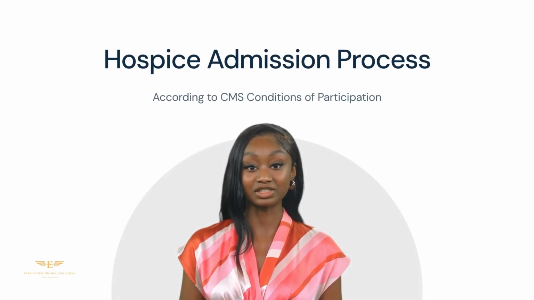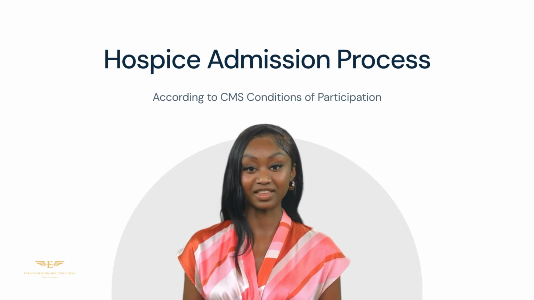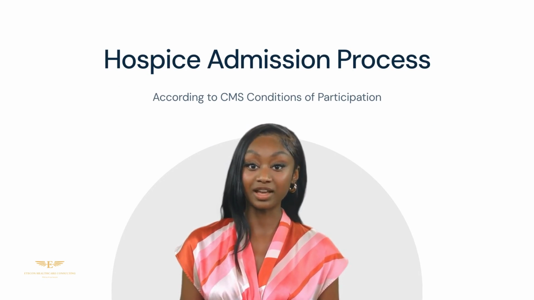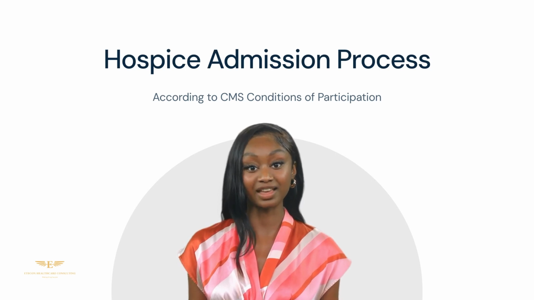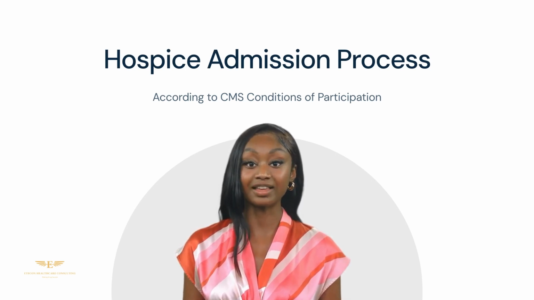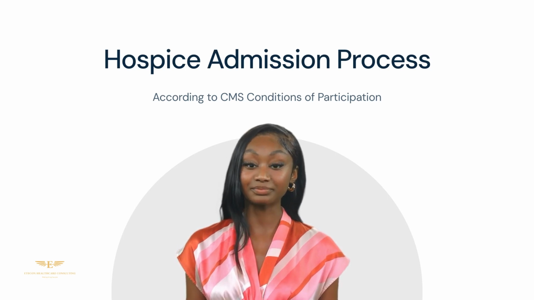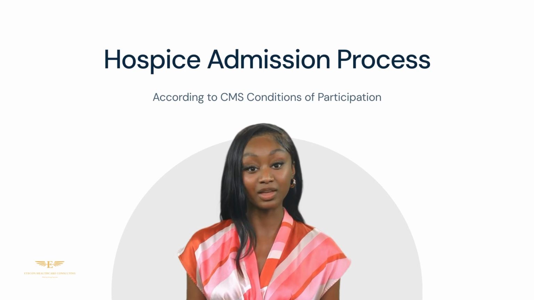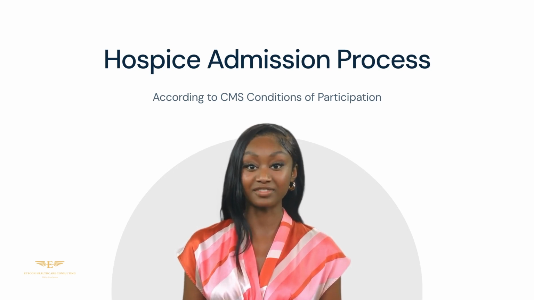Per CMS conditions of participation, hospice care is a benefit under the hospital insurance program. To be eligible to elect hospice care under Medicare, an individual must be entitled to Part A of Medicare and be certified as being terminally ill. An individual is considered to be terminally ill if the medical prognosis is that the individual's life expectancy is 6 months or less if the illness runs its normal course.